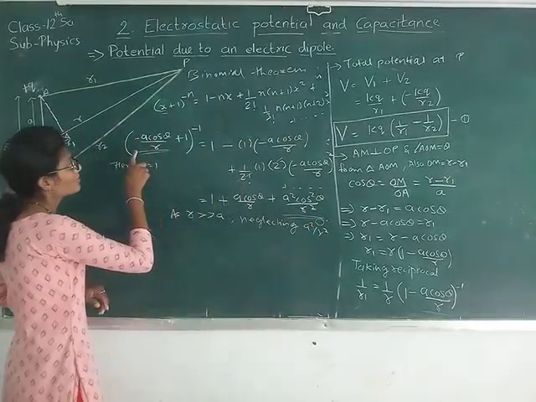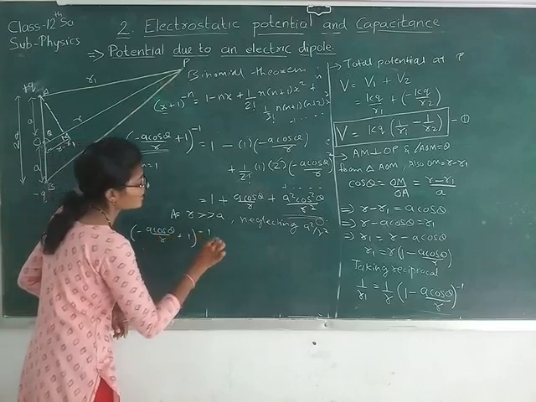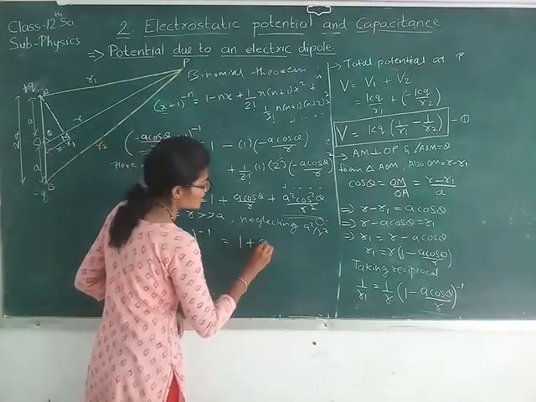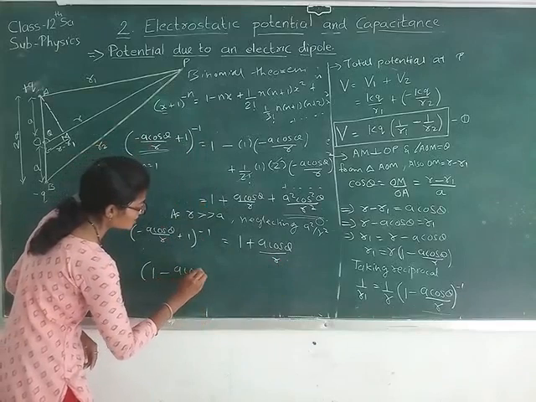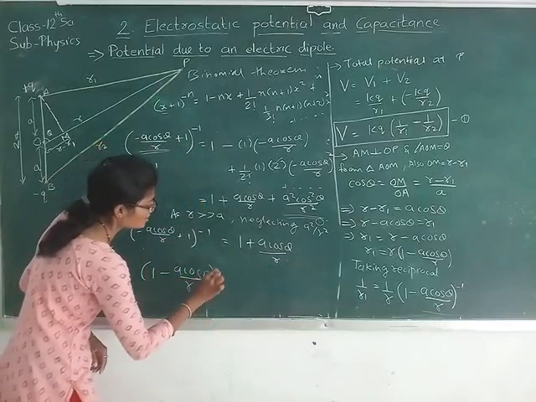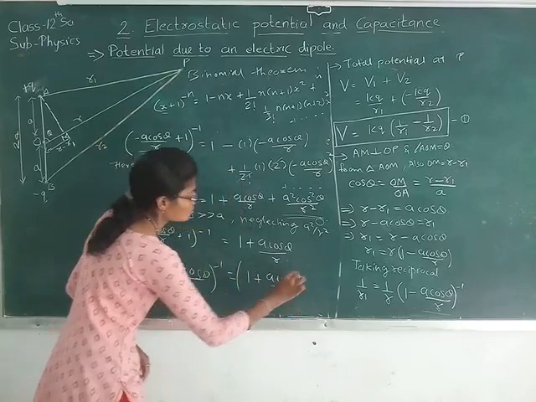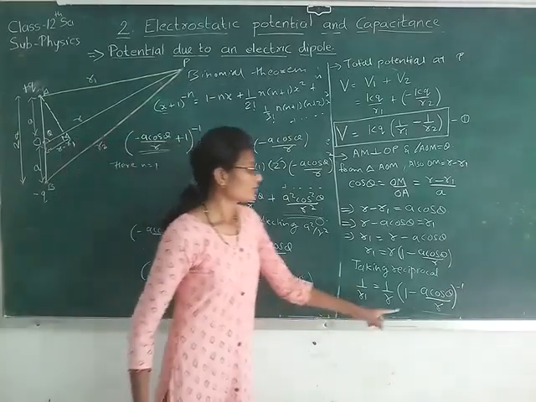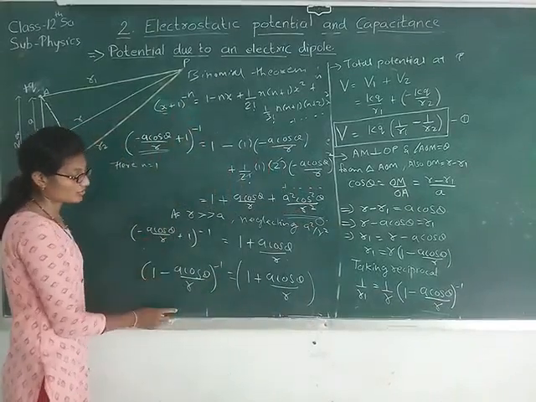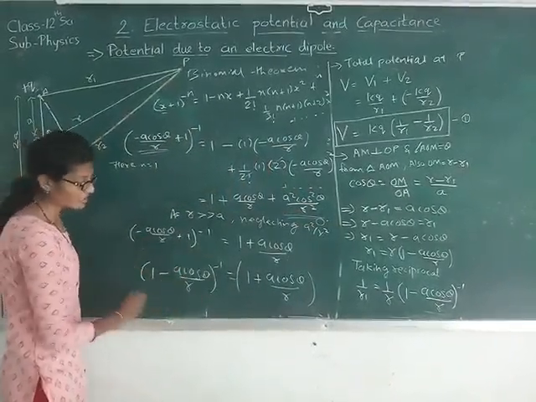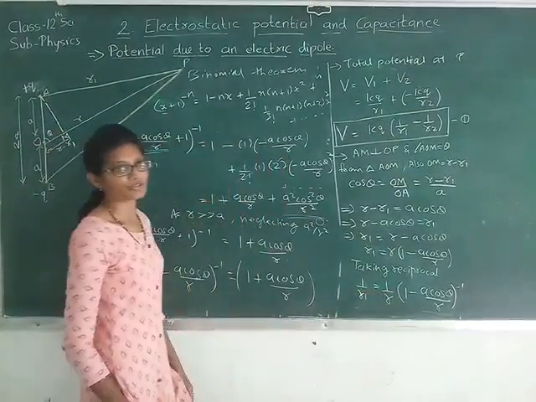So what we are having? 1 minus a cos theta by r raised to minus 1 equals to 1 plus a cos theta by r. So this is what we are getting for 1 minus a cos theta by r raised to minus 1. So first of all, you note down this, and we will be replacing the formula for this over here in this equation.